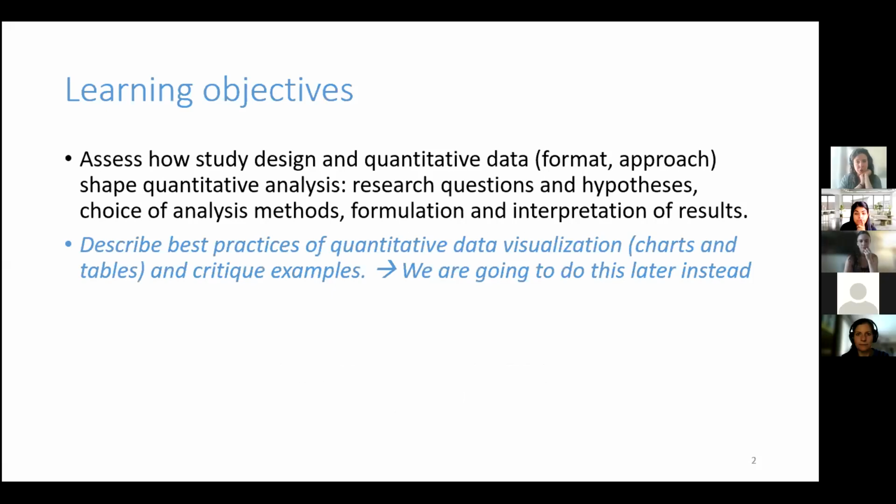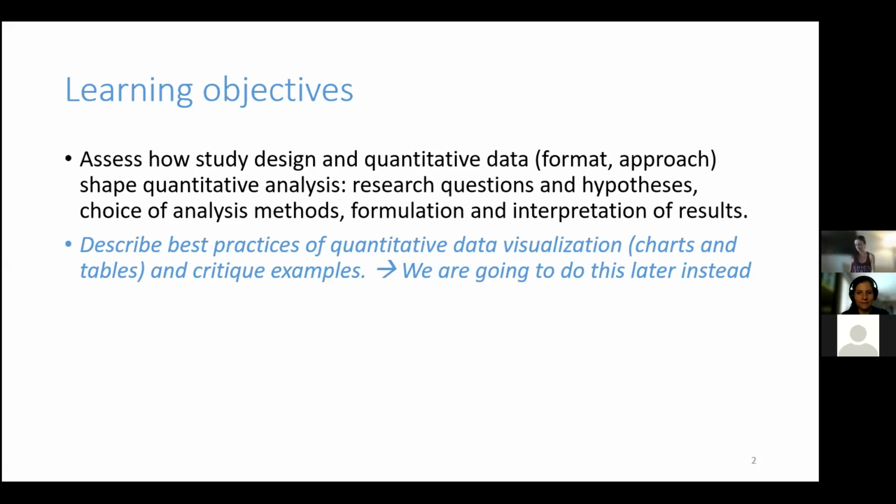There were two learning objectives set for today. And it turns out I'm only going to work on the first one because just doing that in an hour is already too ambitious. We're going to push the data visualization piece to a bit later. So today we'll just be talking about study design and quantitative data and some fundamentals of quantitative analysis.